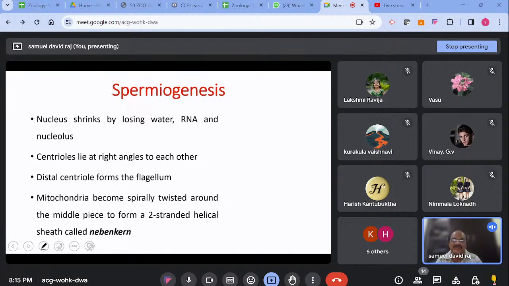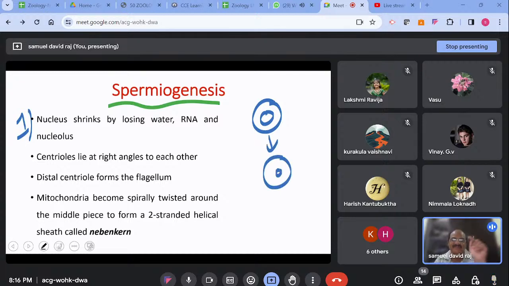Now we have to see the process of differentiation of spermatid into spermatozoa, a process called spermiogenesis or spermateleosis. It shows a number of events. It is marked by the following events. First one is the nucleus shrinks. This is the spermatid with its nucleus. What happens? The nucleus shrinks by losing water, RNA, and even nucleolus.